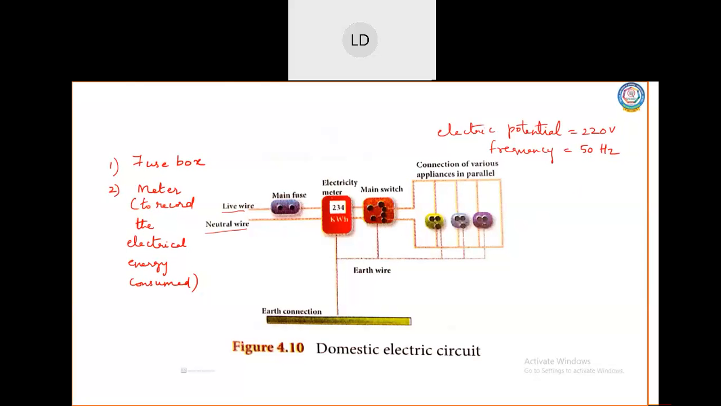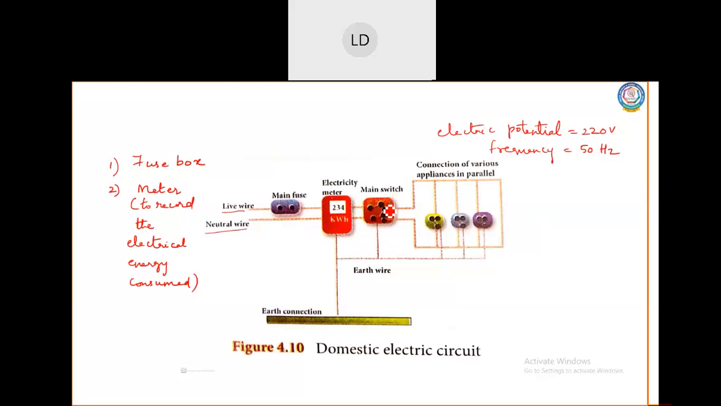Now this live wire and the neutral wire enter into a box where the main fuse is connected with the live wire. Look at this. The main fuse is connected with the live wire. Then it is passed on to the electricity meter, and after they pass through the electricity meter, these wires enter into the main switch.